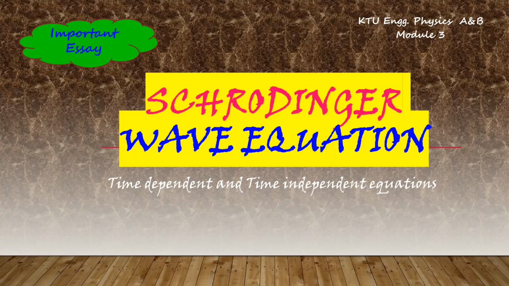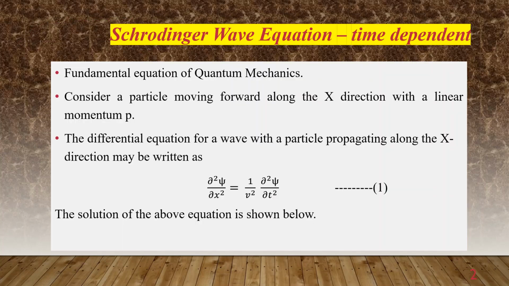Today we are going to discuss the Schrodinger wave equation, that is, the Schrodinger time dependent and time independent equations. It is an important essay question from module 3, the quantum mechanics chapter. The Schrodinger time independent equation is a fundamental equation of quantum mechanics. To explain it, let us consider a particle moving forward along the x direction with a linear momentum p.